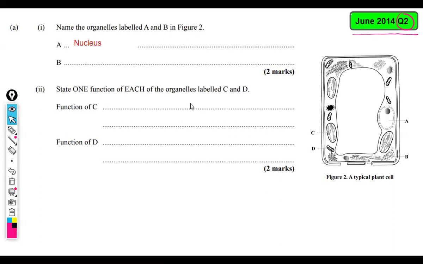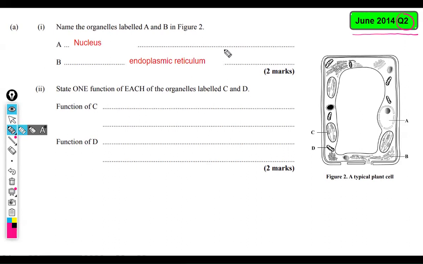A is the nucleus for sure. B, I know some people are going to get this one wrong, right? Unfortunately, this is one of those questions. Remember, this is an old past paper, from 2014. I don't think they're going to ask you this particular one again, because I don't even see the textbooks labeling this part over here. So apparently B is an endoplasmic reticulum. Just ignore part B, right? By the way, that's just a makeup for that question.